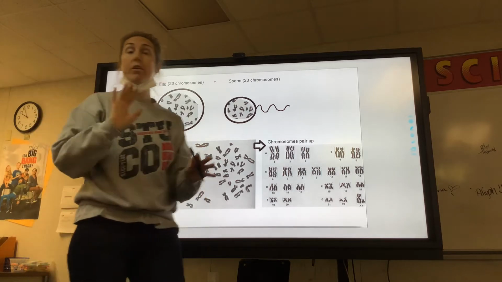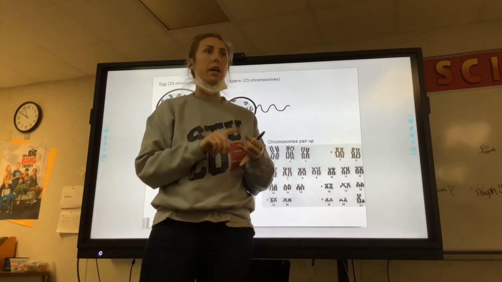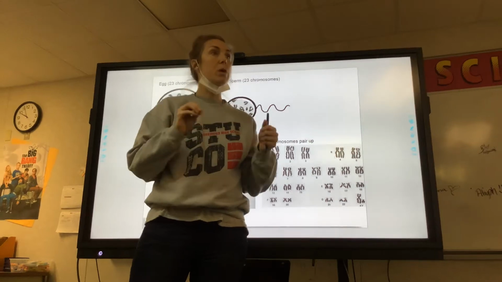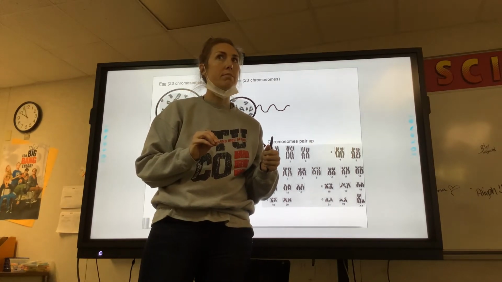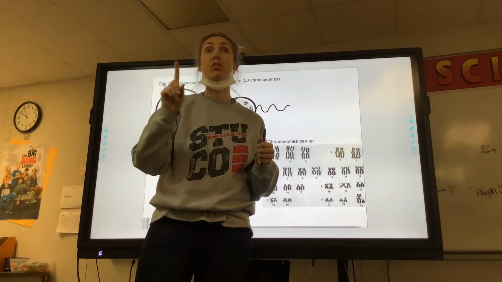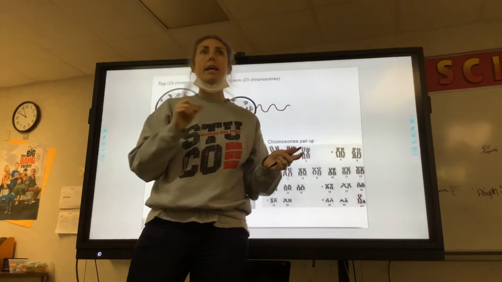Now, every cell in your body, let's name some things on our body. So, hair, skin, nails, eyes, our liver, our brain. Any cell you can think of in your whole body has all of your DNA in it, except for your sex cells. These are called gametes. Say it. Gamete.